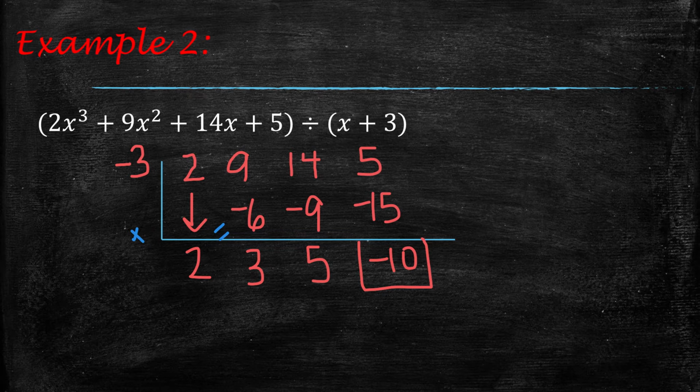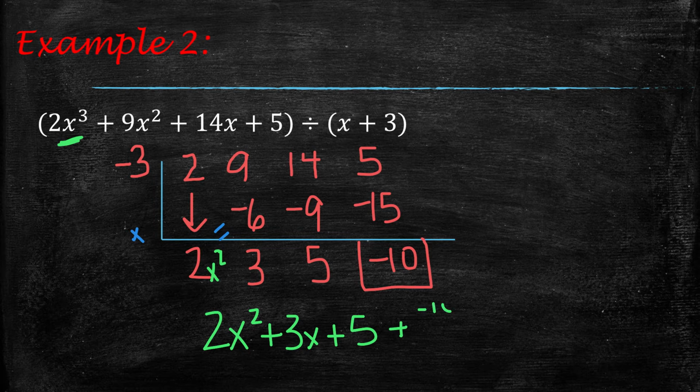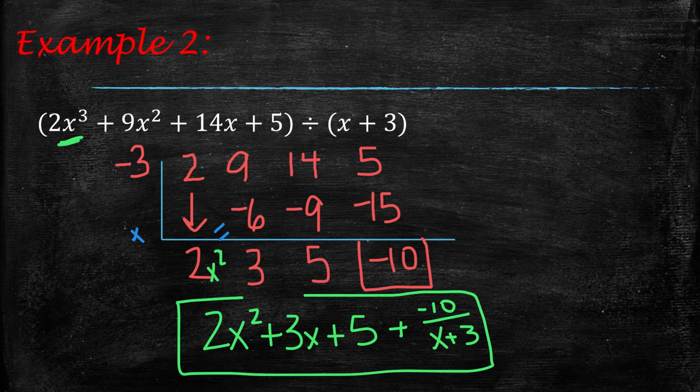So your final answer is, we're going to start with 1 degree less. So since we started with x to the 3rd, this is going to start with x squared. So 2x squared plus 3x plus 5 plus a negative 10 divided by x plus 3. Again, your answer will always start with 1 degree less than what you started with.